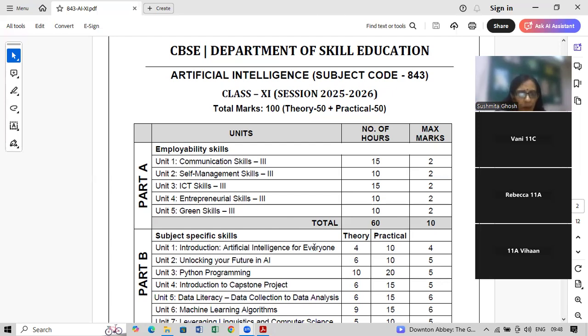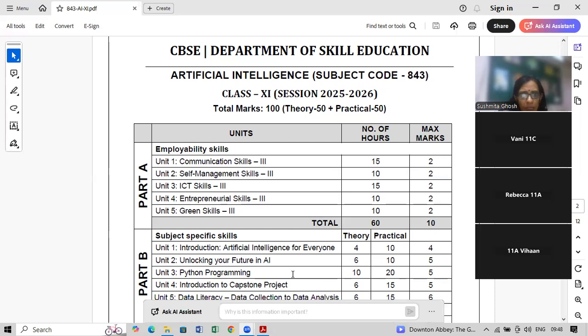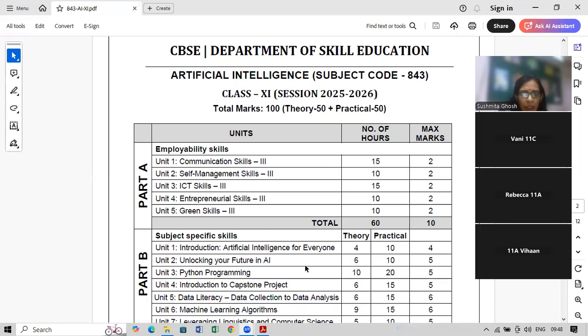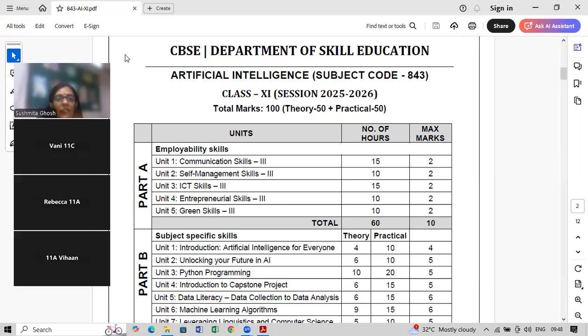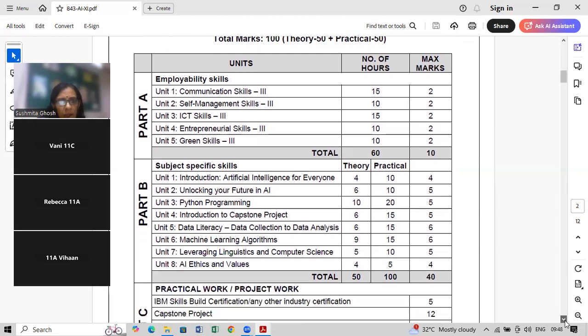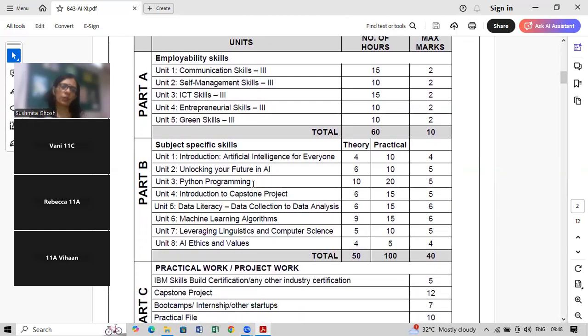The second part of the syllabus talks about the subject specific skills, and here the first unit is the introduction, and the second unit is unlocking your future. This talks about the scope of the subject, how all things are being utilized, and where you can go once you have studied this. So it's the future in AI. Then comes Python programming, which has a lot of aspects. We are going to divide the study into the basics of Python, along with the libraries, because those are important for implementing AI based code.